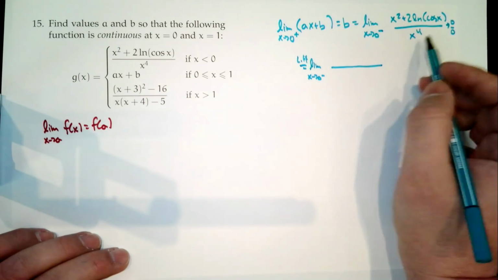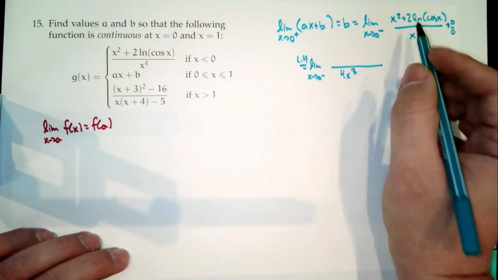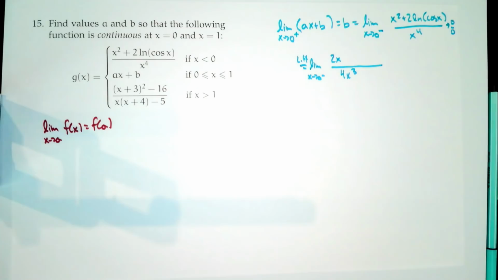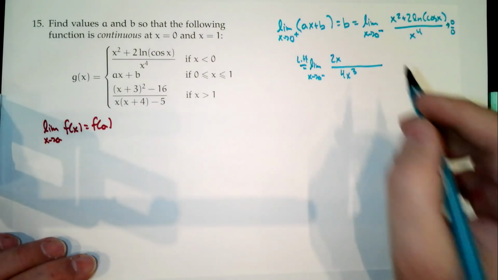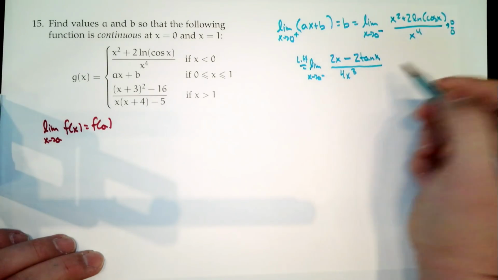Well, take the derivative of the top and bottom. Derivative of x to the 4th, 4x cubed. Derivative of x squared, 2x. Derivative of 2 log cosine x. Log of something is 1 over something, so that's 1 over cosine, times the derivative of cosine, which is negative sine. So it's negative sine over cosine, also known as tangent. So this becomes 2x minus 2 tangent x. Okay, what does that go to?